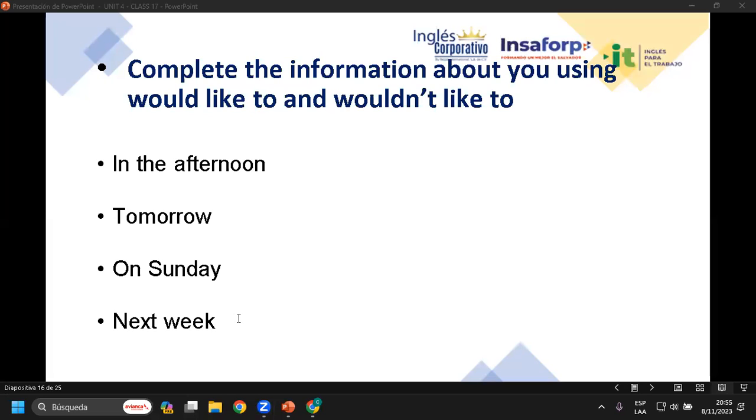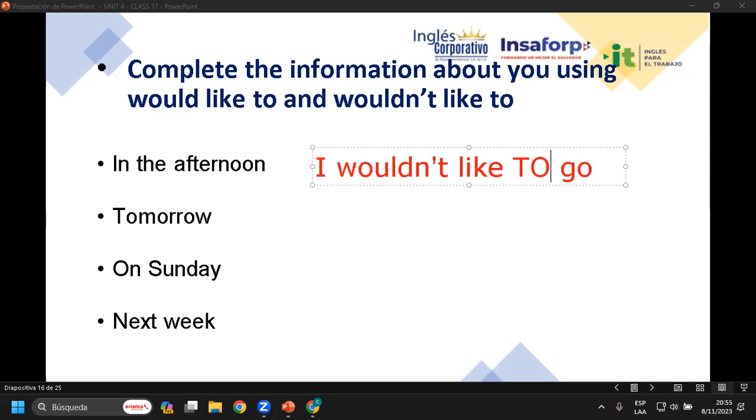For example, imagine si yo digo, vamos a ver, voy a tomar el ejemplo de alguno de sus classmates. I wouldn't, well, let's see. I wouldn't like go. ¿Está correcta esta oración? ¿Qué creen ustedes? I wouldn't like go. No, teacher. What is the correct one? I wouldn't like to go. Ah, very good. I wouldn't like to go. So, algunos me están olvidando la preposición. Everybody, be careful. No olviden que hay que agregar la preposición para separar los dos verbos. ¿Ok?